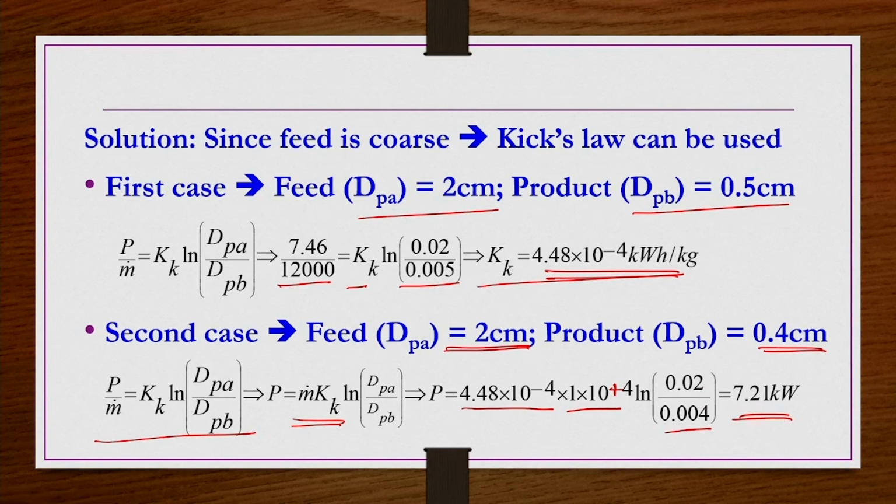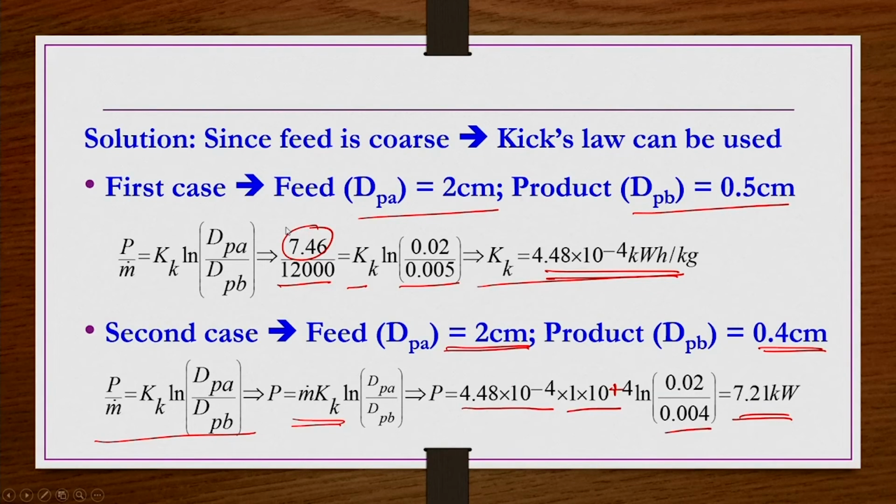From this, what we understand for this problem, not as a generalization but specific to this problem, is that when you make the product slightly finer and at the same time slightly reduce the capacity, the mass rate, of the equipment, the power requirement is not going to be affected much, because in the first case it is 7.46 and in the second case 7.21 kilowatts, a similar value. But this is specific to this problem; we cannot generalize this conclusion for all kinds of situations.